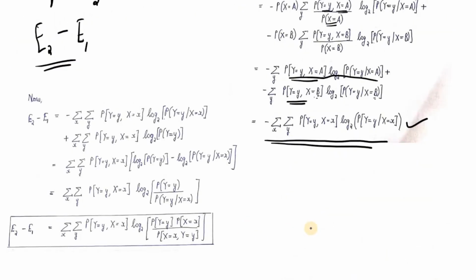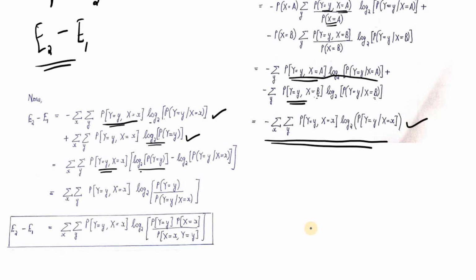So we plug in the values of E2 and E1 over here. This is the value of E2, this is the value of E1, and since the term outside the logarithm is exactly the same, we can take this term common out of these two expressions, and then we try to solve for the values inside the logarithm.